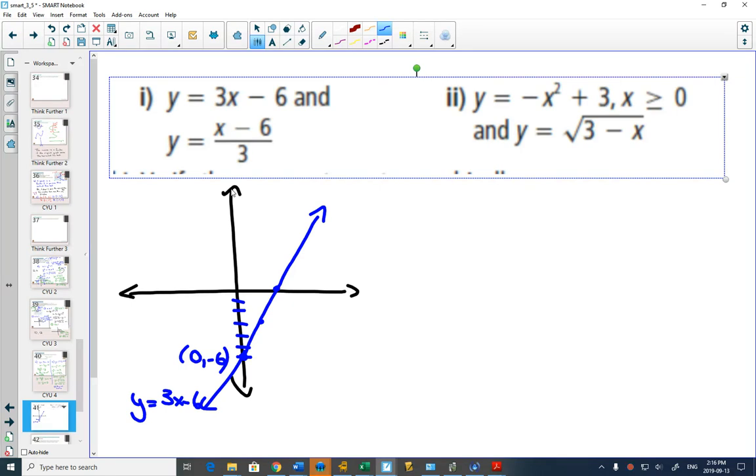When I try to graph the other graph, y equals x minus 6 divided by 3, or if you wanted to rearrange that to y equals mx plus b, we already talked about this being 1 over 3x minus 2. What would that mean? That would mean my y-intercept is at minus 2. I have a slope of 1/3, up 1 over 3, up 1 over 3.